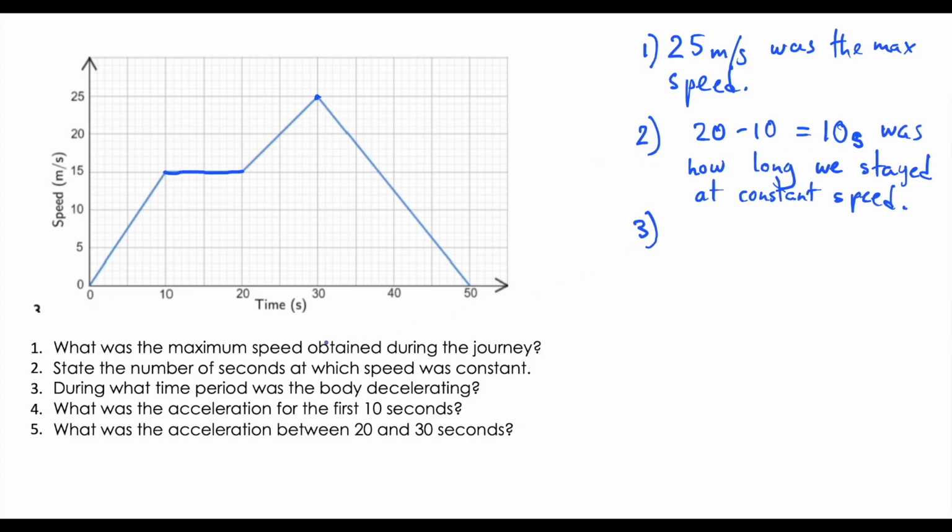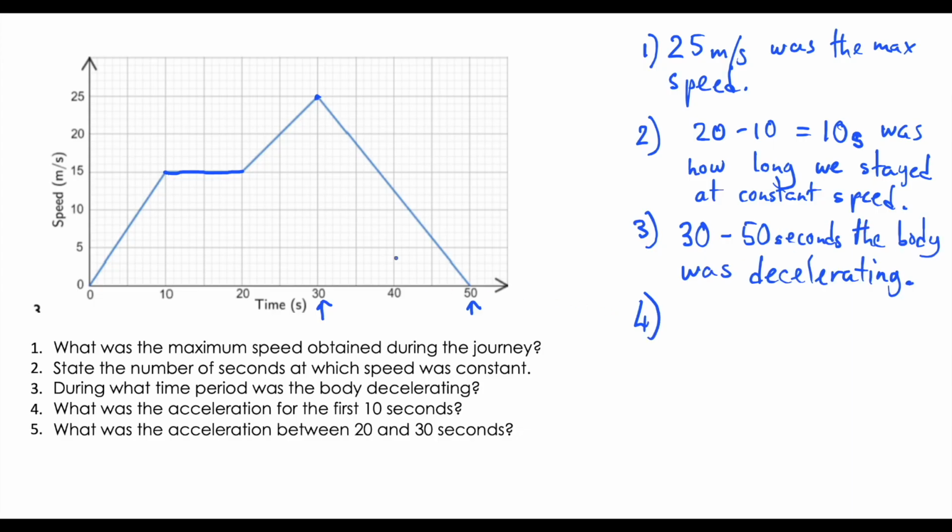The third part, it says during what time period was the body decelerating? So we said that when it comes to decelerating, right? What happens when we're decelerating? So we start to see that it's going down. We're slowing down. So as you can see here, this is the only time period we slow down. So from 25 meters per second, we went straight down to 0. Okay, we went straight down to 0 at this point here. So we started to slow down at 30 seconds and we ended our slowing down process at 50 seconds. So from 30 to 50 seconds, the body was decelerating.